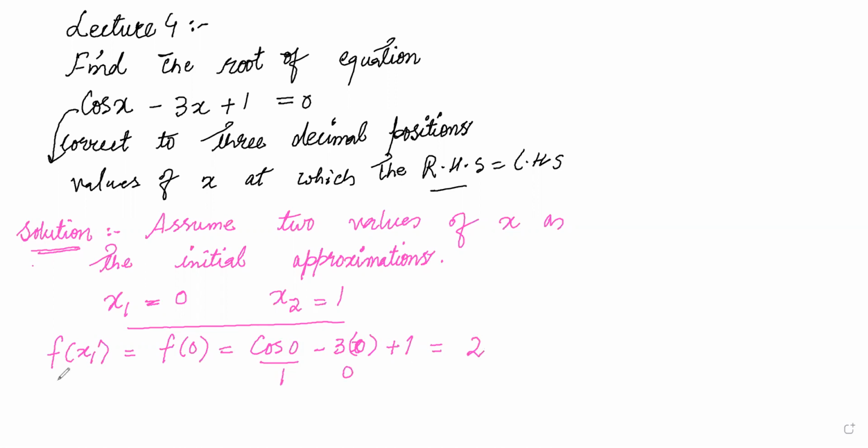Similarly, f of x2 is equal to f of 1, which is cos 1 minus 3 into 1 plus 1. Be careful when you are solving for cos of an angle, you have to take the angle in radians. So once we solve it, cos of 1 in radians minus 3 into 1 plus 1, it comes out equal to minus 1.4597.